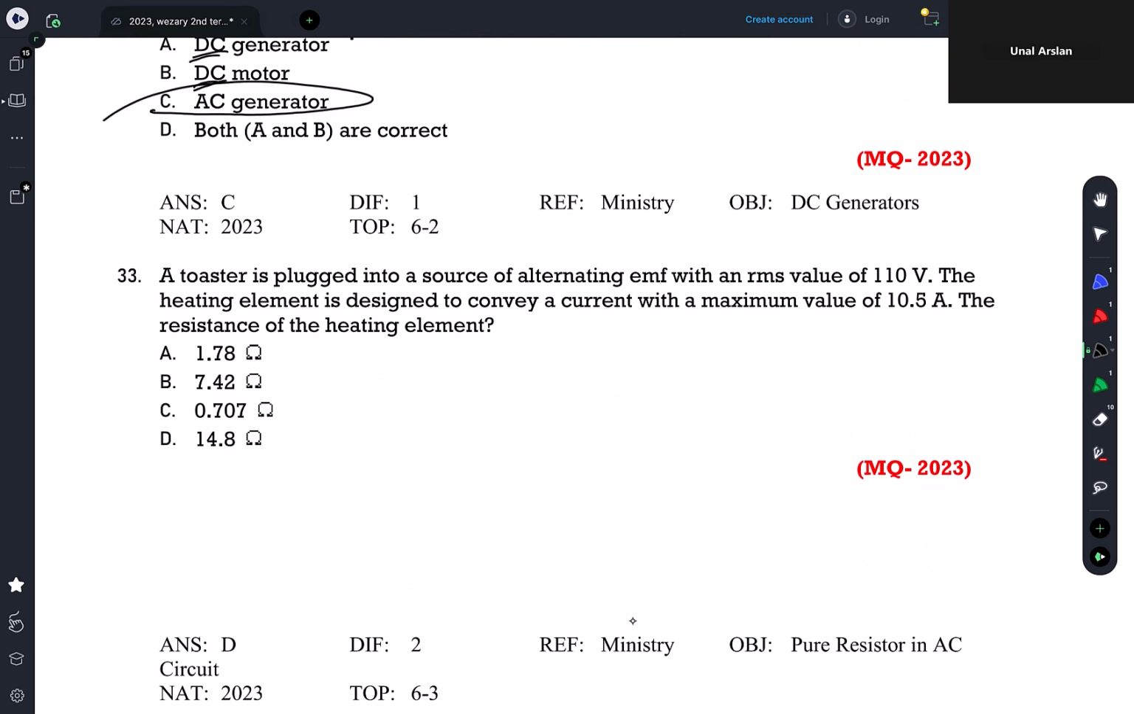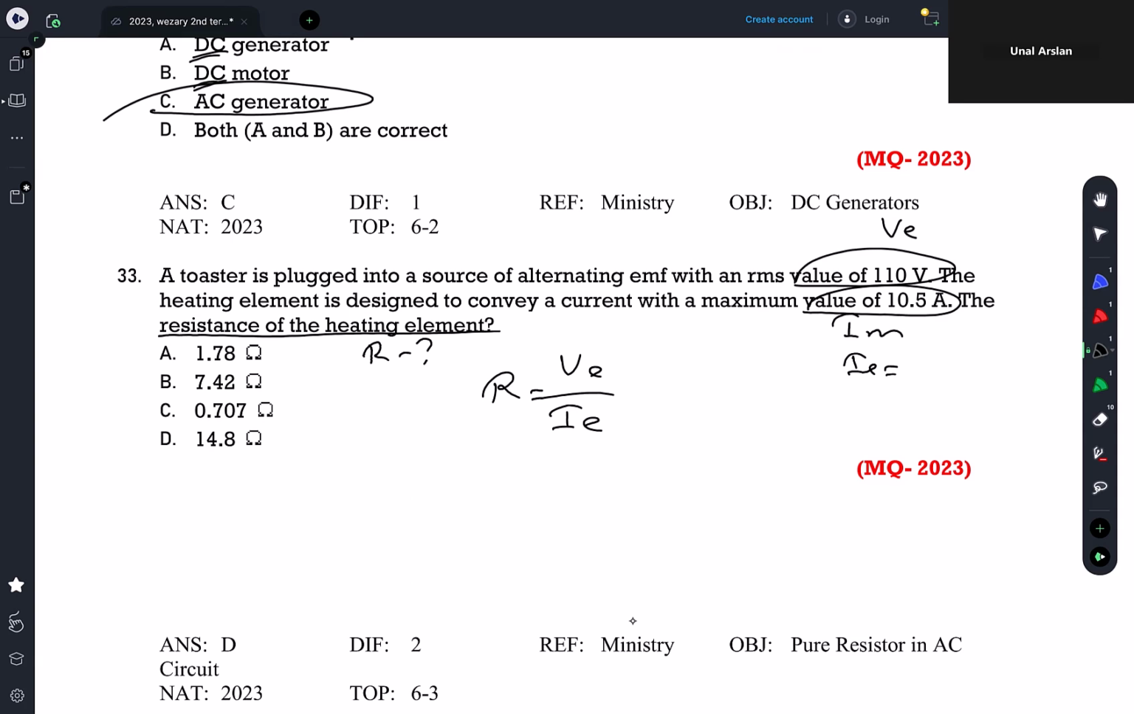A toaster is plugged into a source of alternating EMF with an RMS value, so V effective, and heating element designed from the current, the maximum value. This is IM. Resistance of the heating element, R. We are going to use Ohm's law. R is equal to VE over IE, but IE must be calculated first. IE is IM over root 2. So 110.5 divided by root of 2.